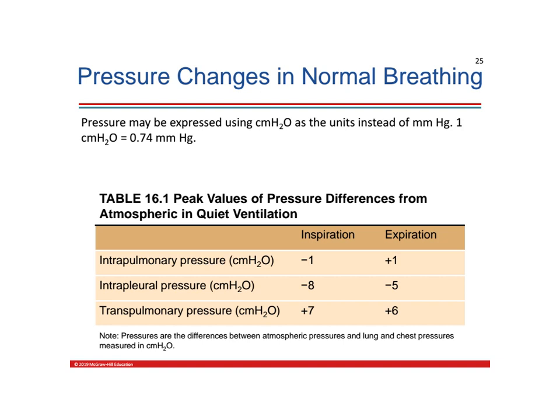Note that during inspiration, the intrapleural pressure is negative. It's -8 centimeters of water. During expiration, it's still negative, but not as negative. It's -5. So note that the intrapleural pressure, as we'd expect, is always lower than the intrapulmonary pressure. And because of that, due to the way we calculate the transpulmonary pressure, the transpulmonary pressure is always positive. And so during inspiration, it's +7 centimeters of water, and during expiration, it's +6 centimeters of water.